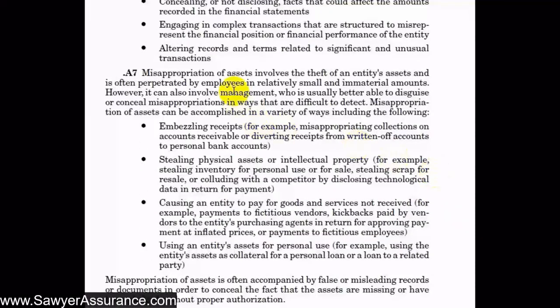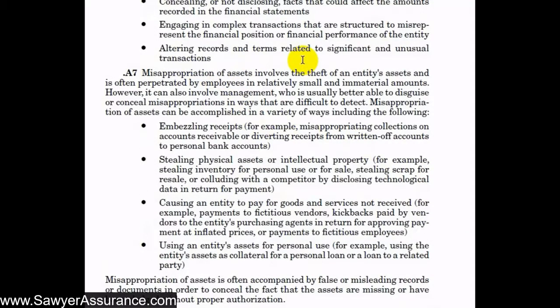So now let's take a look at the misappropriation of assets. How might assets be misappropriated? First, we need to understand exactly what that is. It's the theft of an entity's assets, and it's often perpetrated by employees in small and immaterial amounts. Although it can also include management because they're better able to conceal the fraud and not be detected.